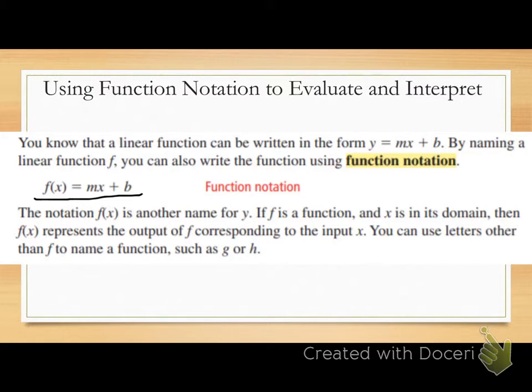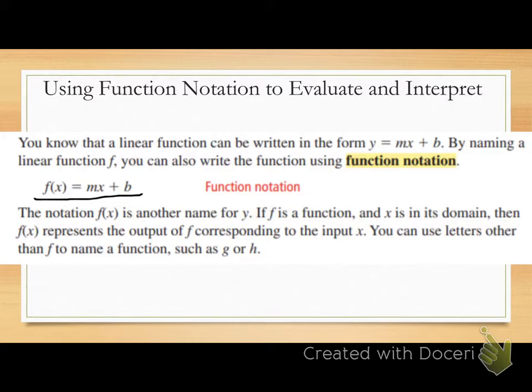So this is f of x equals mx plus b. It's a function of x. That's why we say f of x. Okay? So the notation, f of x, is just another name for y. We don't treat f of x any different from y. It just looks different. So that shouldn't be too bad, correct? Okay. F of x is just another name for y.